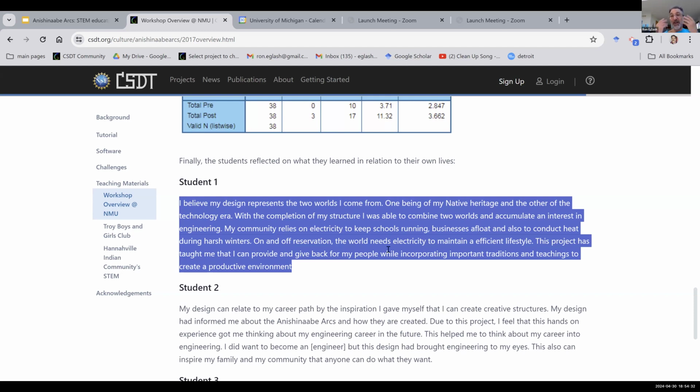And so I practically cried when I saw that. It was just a really beautiful statement.